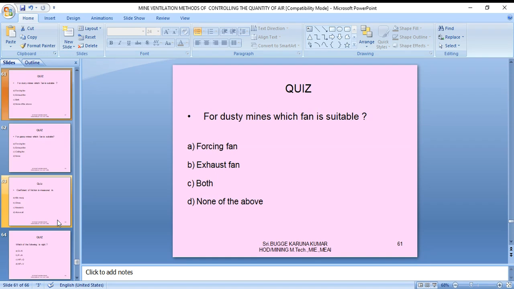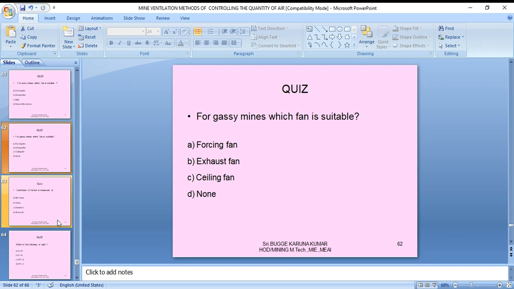Next, for a dusty mine, which fan is suitable? Very important. Forcing fan, exhaust fan, both, or none of the above. Mostly in dusty areas we use the exhaust system, not forcing, because the forcing fan will recirculate the dust there itself. Sometimes you have to use both force and exhaust, so fresh air will be ventilating.